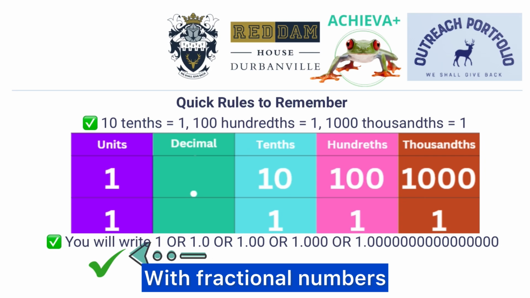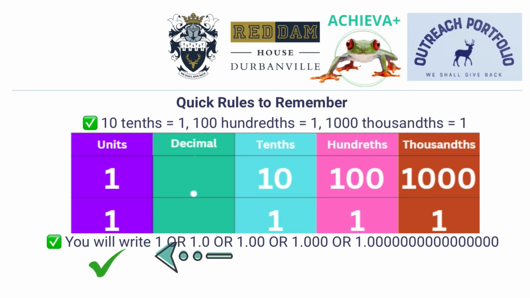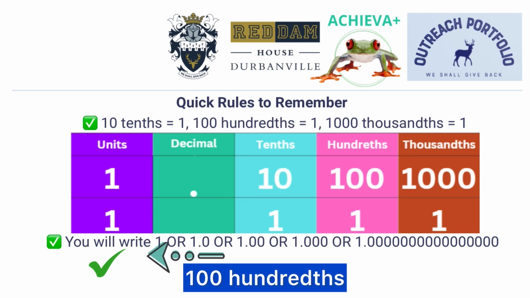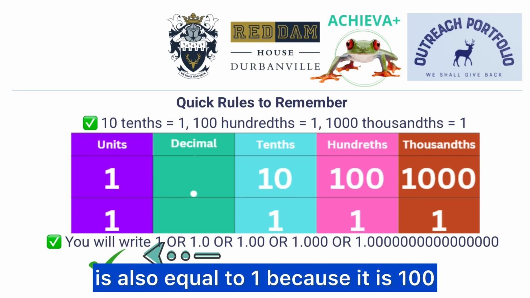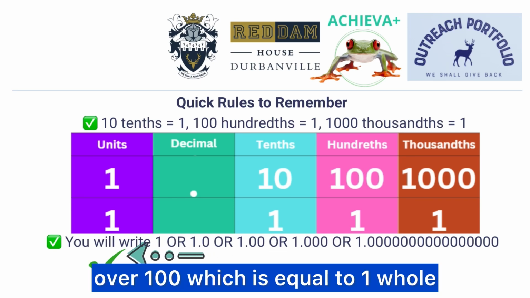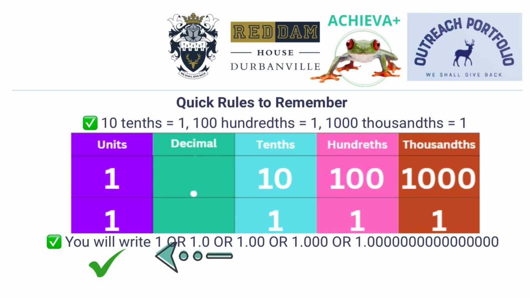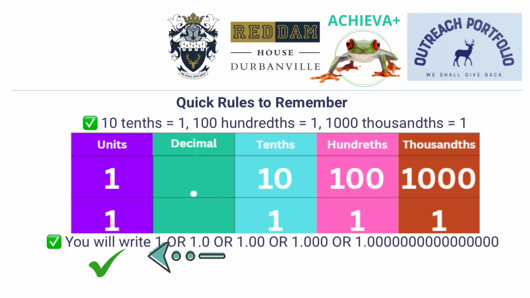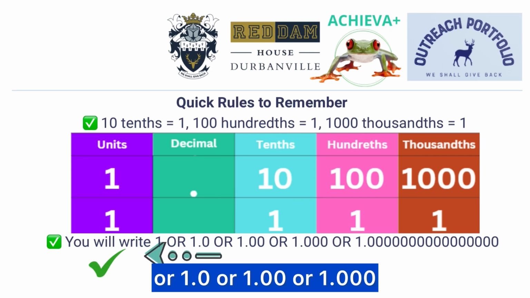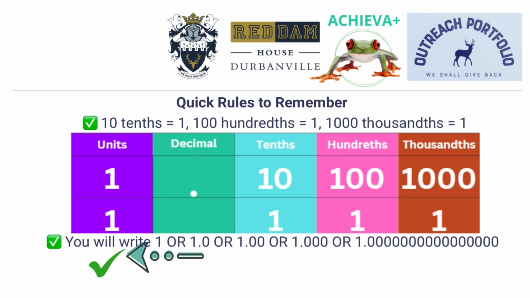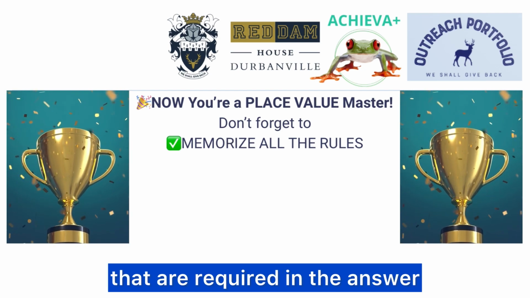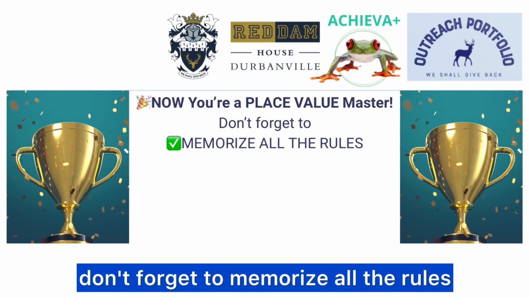With fractional numbers that come after the decimal point, 10 tenths are equal to 1. 100 hundredths is also equal to 1 because it is 100 over 100, which is equal to 1 whole. And 1,000 thousandths is also equal to 1. So you will write 1 or 1.0 or 1.00 or 1.000. Now, depending on the number of decimal places that are required in the answer, don't forget to memorize all the rules.